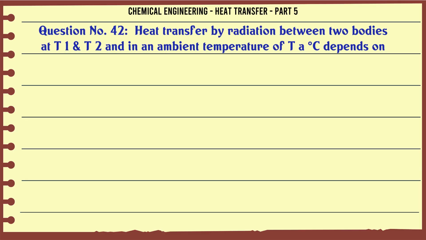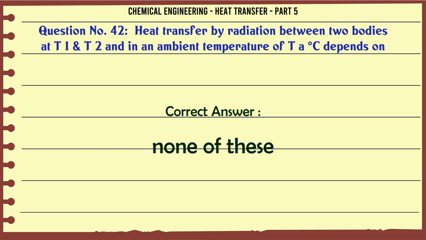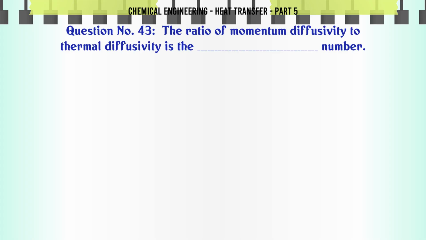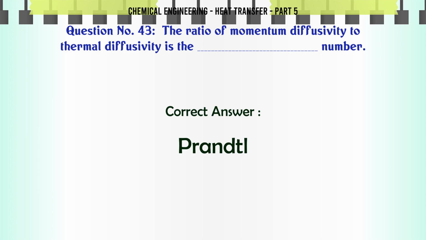Heat transfer by radiation between two bodies at T1 and T2 and in an ambient temperature of TA depends on A. T1 and T2, B. T1 and TA, C. T2 and TA, D. None of these. The correct answer is none of these. The ratio of momentum diffusivity to thermal diffusivity is the number A. Prandtl, B. Nusselt, C. Stanton, D. Grashof. The correct answer is Prandtl.